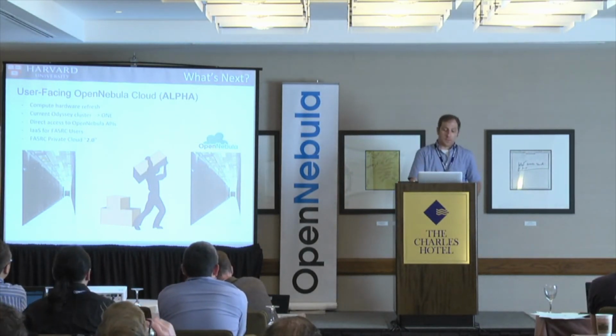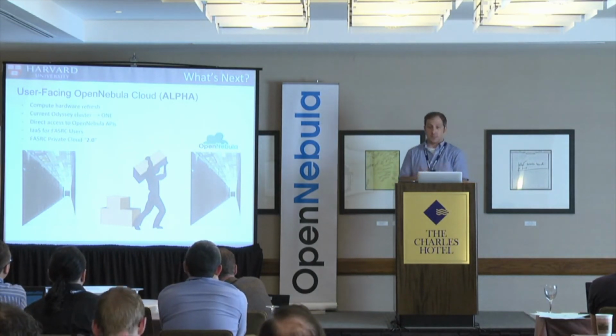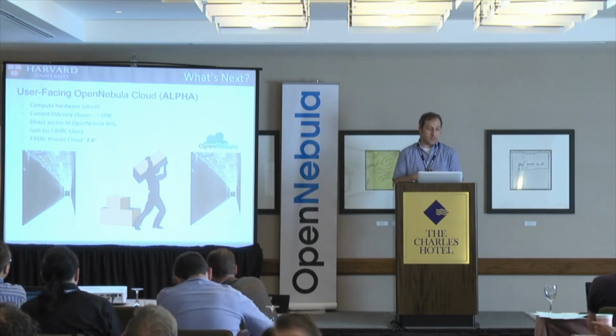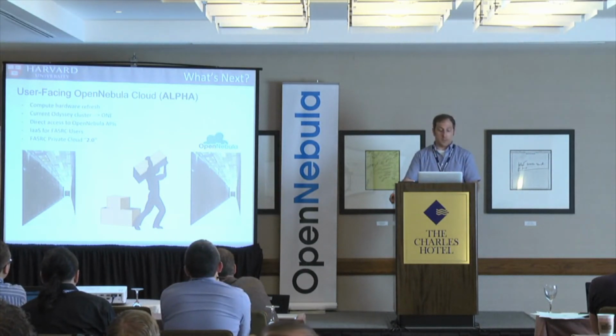So coming up soon, I believe the fall, we're going through a compute hardware refresh, which means all of the Odyssey compute that we had, that James showed in those pictures, is actually going to go under a hardware refresh, which means we're getting new hardware to replace it. The old hardware, which is still nothing to scoff at, right? 64 cores, 256 gigs of RAM, will be converted into a user-facing OpenNebula.